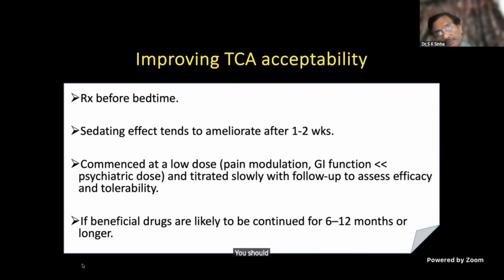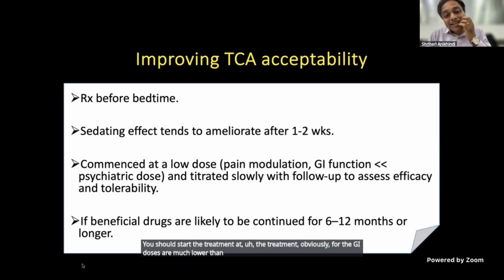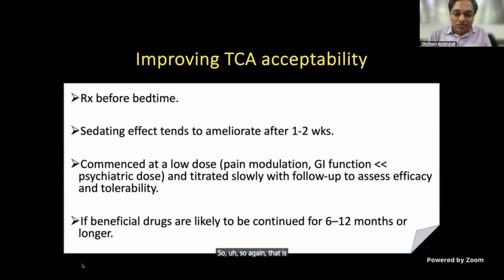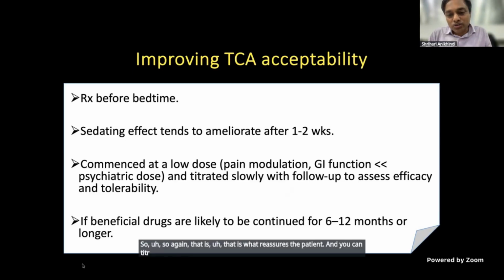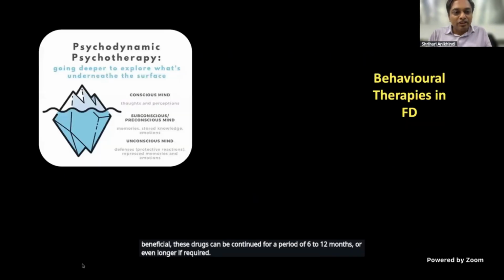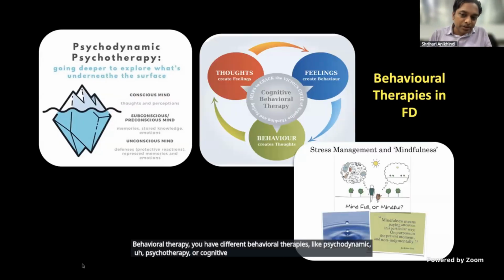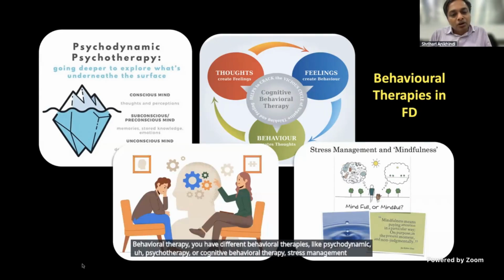You should start the treatment at a low dose, obviously, because the GI doses are much lower than the antipsychotic doses. Again, that is what reassures the patient, and you can titrate these doses gradually as efficacy is seen. If beneficial, these drugs can be continued for a period of 6 to 12 months or even longer if required. Behavioral therapy, you have different behavioral therapies like psychodynamic psychotherapy or cognitive behavioral therapy, stress management, mindfulness, or hypnotherapy.